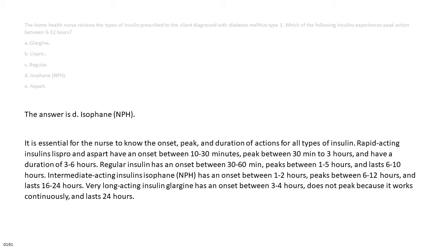Regular insulin has an onset between 30 to 60 minutes, peaks between 1 to 5 hours, and lasts 6 to 10 hours. Intermediate-acting insulin Isophene, NPH, has an onset between 1 to 2 hours, peaks between 6 to 12 hours, and lasts 16 to 24 hours. Very long-acting insulin Glargine has an onset between 3 to 4 hours, does not peak because it works continuously, and lasts 24 hours.